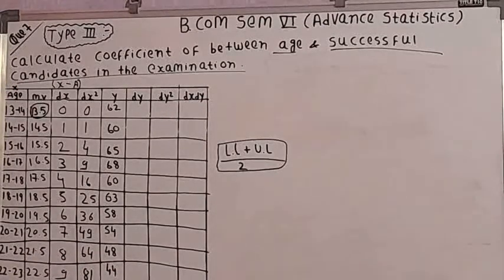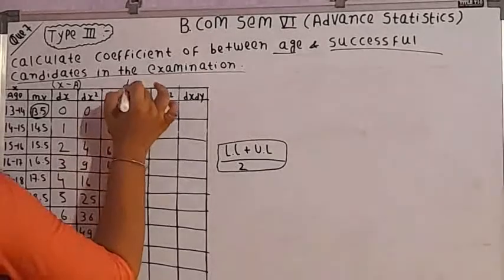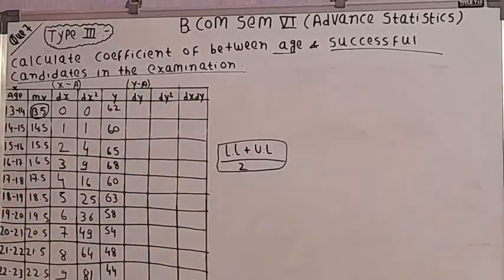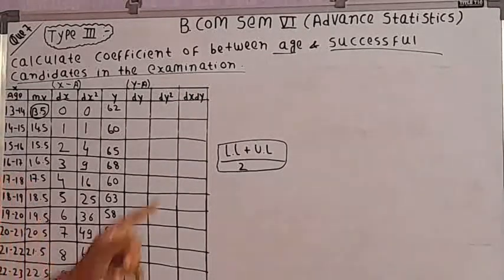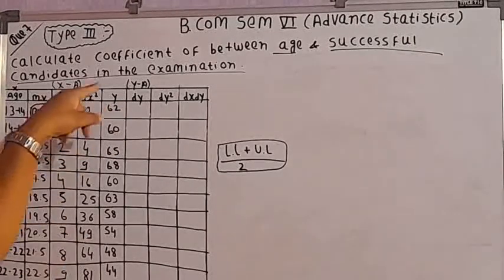Now what is there? Y. From where have we taken this y series? We have calculated it with the help of the given data, and from there we have taken these values. Okay. Now what we have to calculate? We have to calculate dy. How do we calculate dy? What is the formula to calculate dy? It's y minus a. Y means the item given, a means the assumed mean. Okay. So what is this? This is deviation from y series. That is why the formula to calculate it is y minus a.